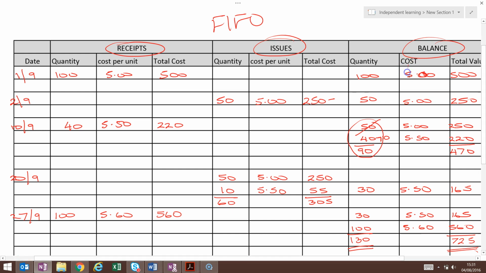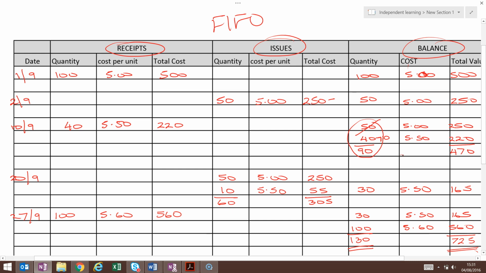Okay, so this balance column is really important. I know it can be a bit time consuming and you do feel as if you're repeating the same figures over and over again, but it really helps at each transaction in the balance column to write exactly what you've got left in stock and how it is made up. Okay, so that's your FIFO.